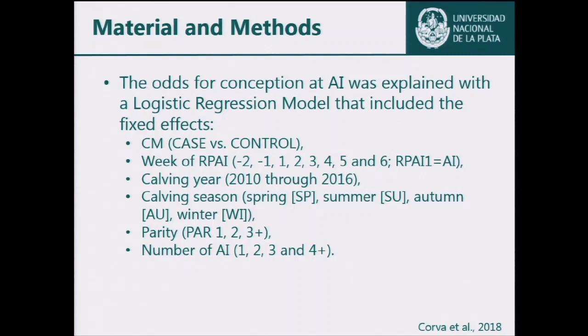And we studied the odds of conception at insemination by logistic regression using the clinical mastitis status, either case or control, the week that the clinical mastitis episode occurred in relationship to the insemination: -2, -1, 1, 2, 3, 4, 5, and 6. The calving year, the calving season, spring, summer, autumn, and winter, parity, and number of inseminations.